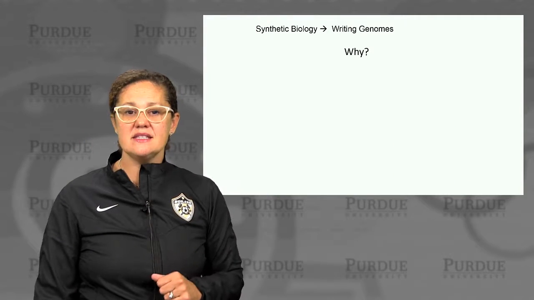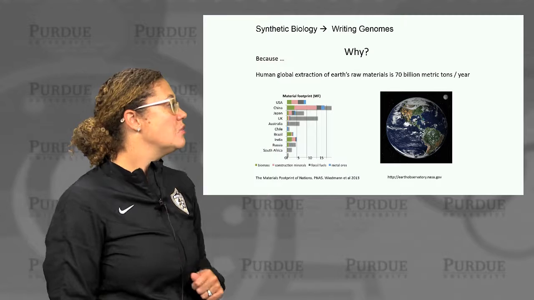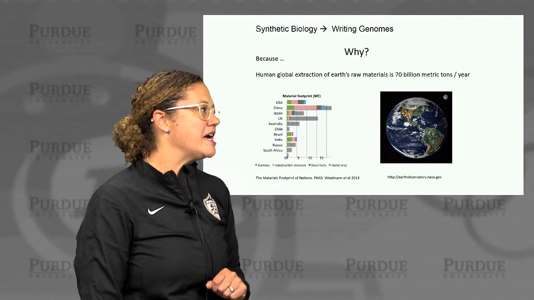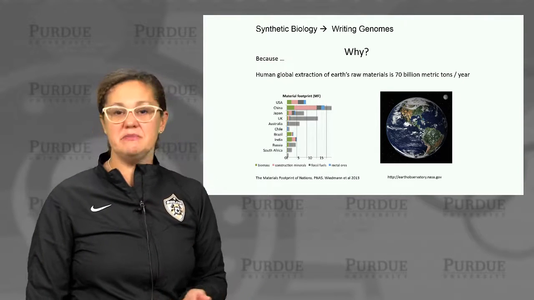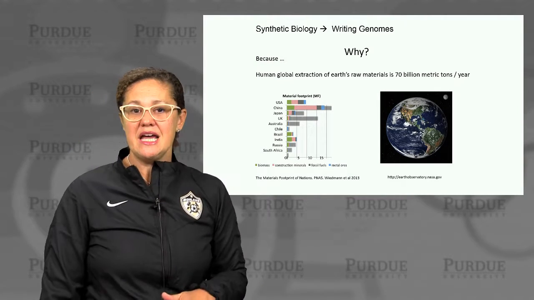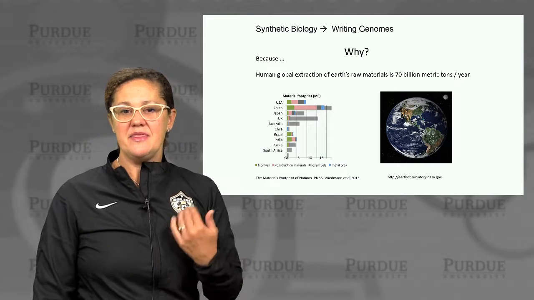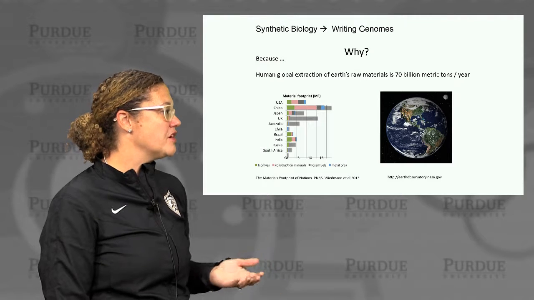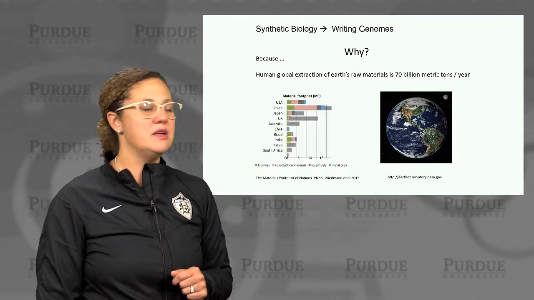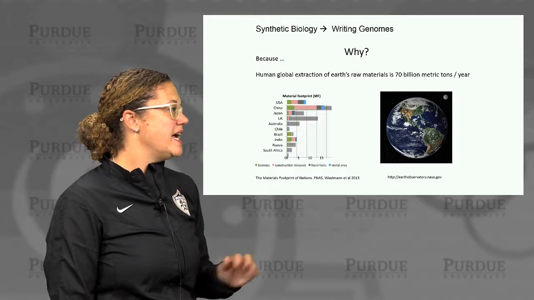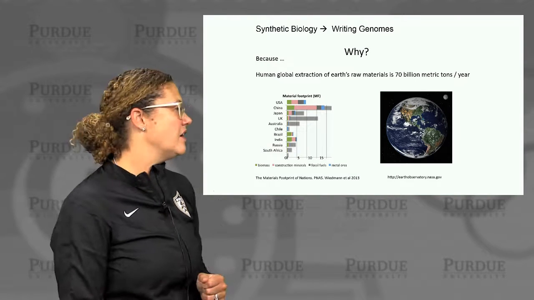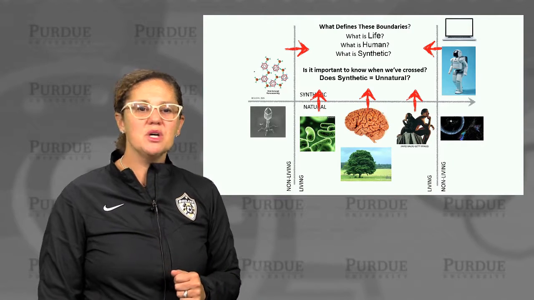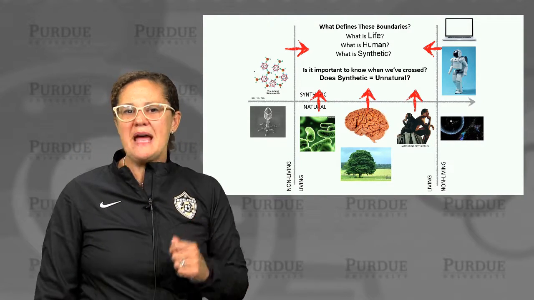So why is this technology being pushed forward? Well, there are many reasons, but one is that humanity's global extraction of Earth's raw materials is 70 billion metric tons a year. When we look at the energy requirements, mass requirements, and raw material requirements of the Earth, we need to be able to move forward in a much more sustainable way and control these cycles in our system. So, bringing back to where we were and thinking about these boundaries again.